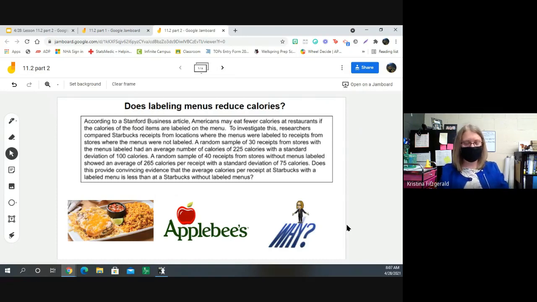So let's take a peek. We're going to look at this scenario because it allows us to have two samples and to investigate if the difference between two samples is unusual or not. So does labeling menus reduce calories? If you're thinking of a restaurant, back in the old days, before everything was just takeout, what's your favorite place to eat? Feel free to drop it in the chat. I got a lot of places, but what are your favorite restaurants? Where do you love to eat?